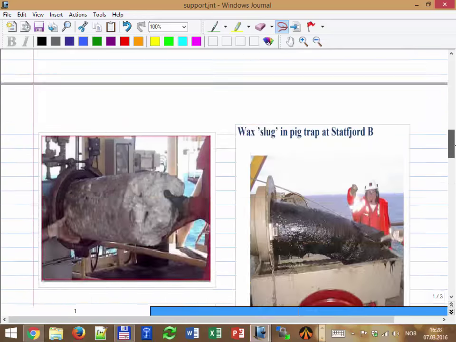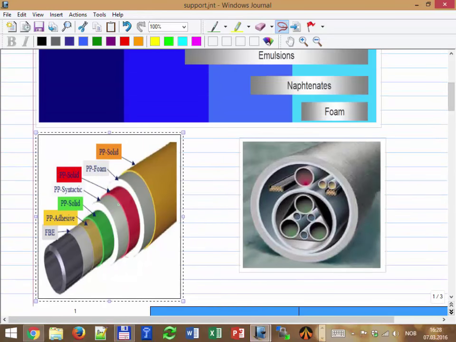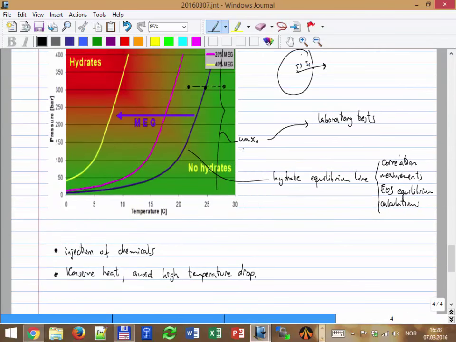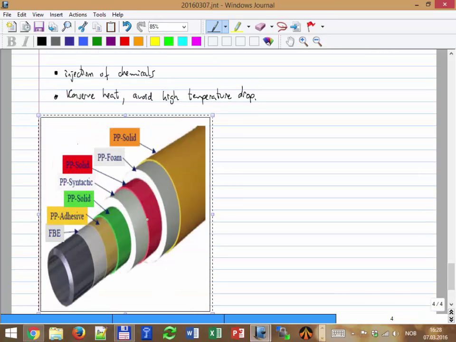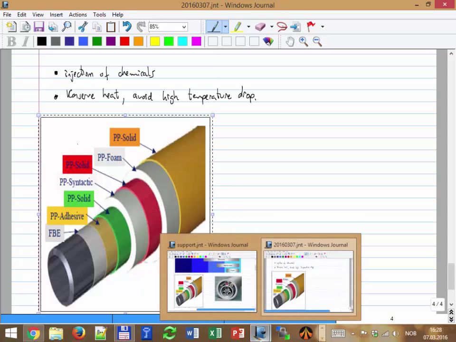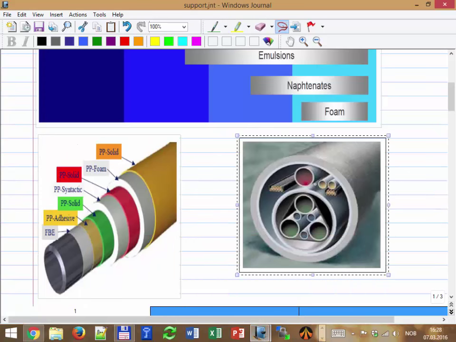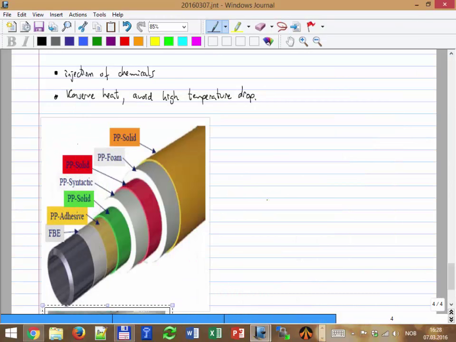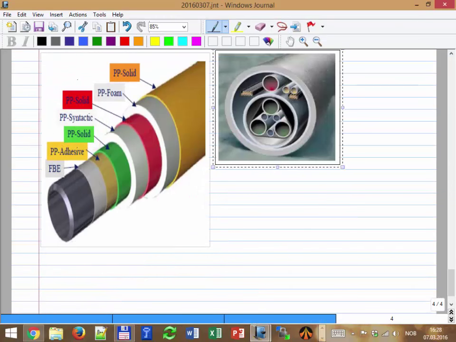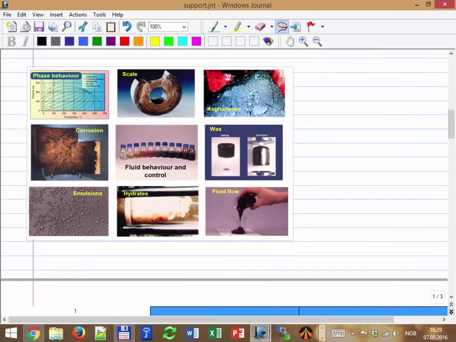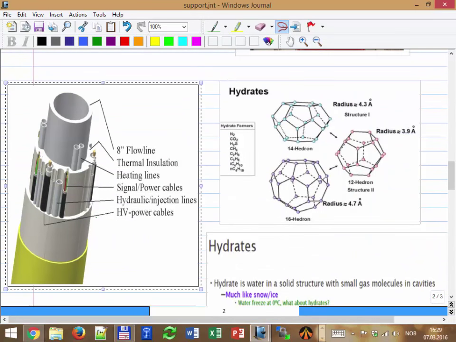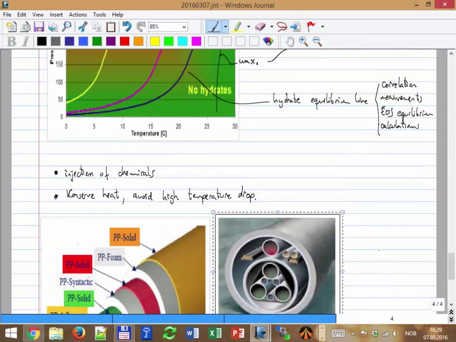I had a picture. Okay. Like a transportation pipe, all the different layers that it has in a way to shield the fluid or try to conserve the heat in the pipe. And also one approach that some people use is that they try to put some kind of bundle. I think I have a better picture some other place.